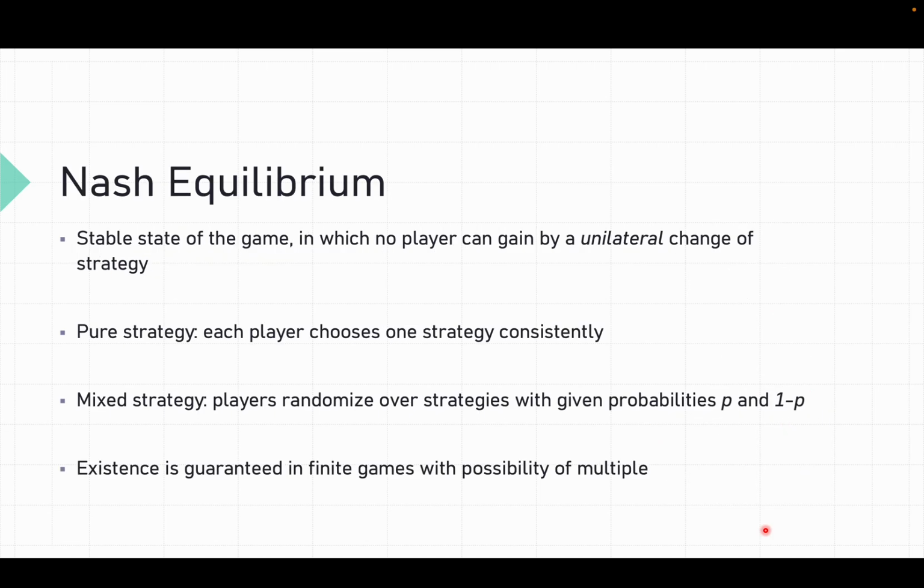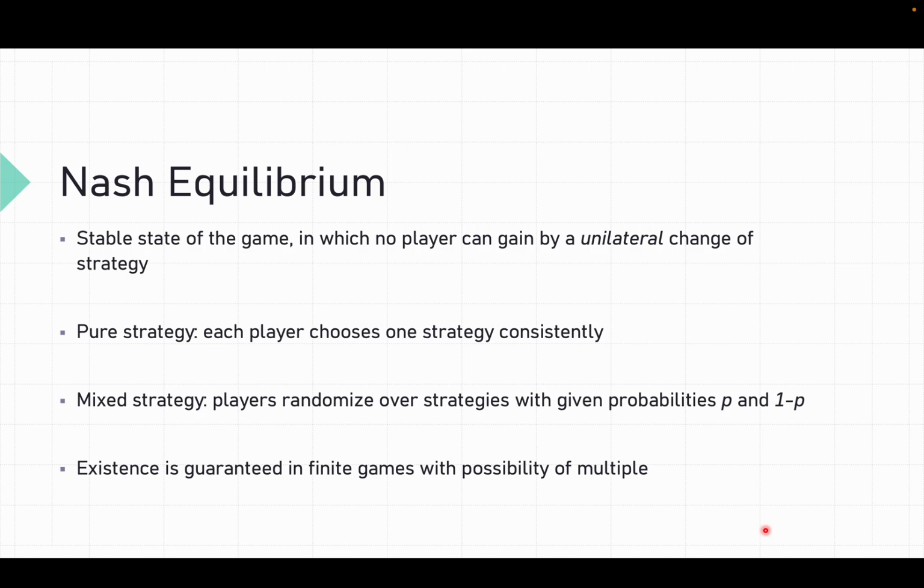Next, we have the Nash equilibrium. This is just a situation in a game where no player can benefit from a unilateral change of strategy. What that really means is that both players are in a mutually agreed best response, and they don't really have any incentive to deviate from their chosen strategy.